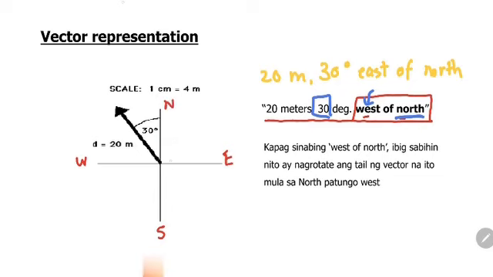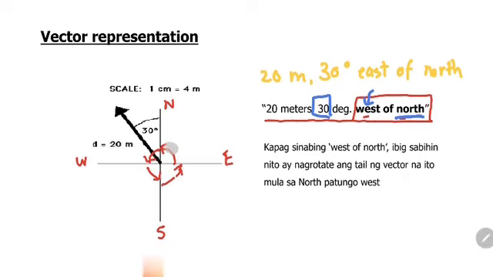Di ba bawat quadrant, I have 4, di ba? This is the first one. 90 degrees ang angle niya. Second one, 90 degrees. So 180 na. Third one, 90 degrees again, 270. Fourth one, from south to east, 90 degrees again. So 360. So nag-turn back na ako. Nakabalik na ako sa east.